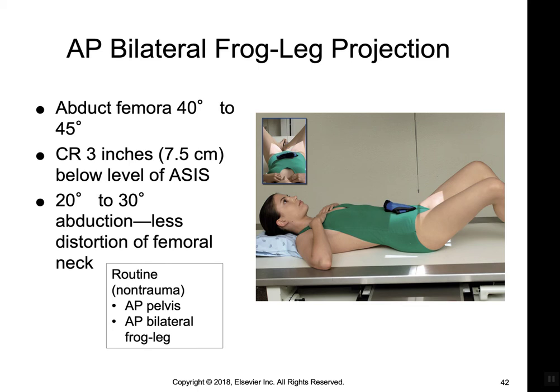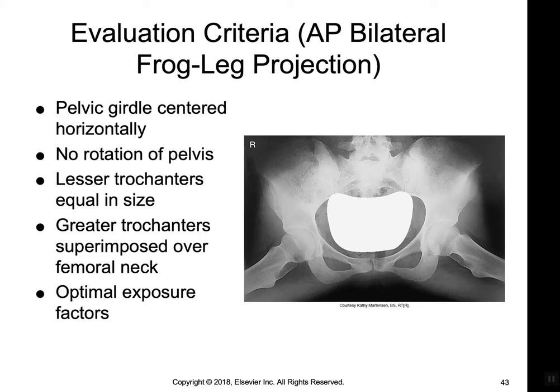the level of the ASIS, and then you have a 20 to 30 degree abduction, less distortion on the femoral neck. Here's what it looks like. Your pelvic girdle is centered horizontally, no rotation of pelvis, lesser trochanters equal in size, greater trochanters superimposed over the femoral neck, using optimal exposure factors.